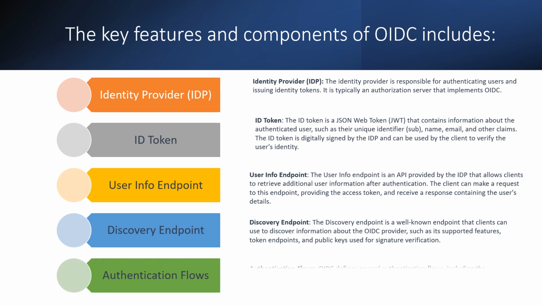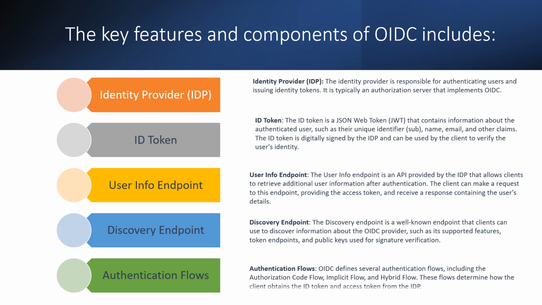Authentication flows. OIDC defines several authentication flows, including authorization code flow, implicit flow, and the hybrid flow. This flow determines how the client obtains the ID token and access token from the IDP.